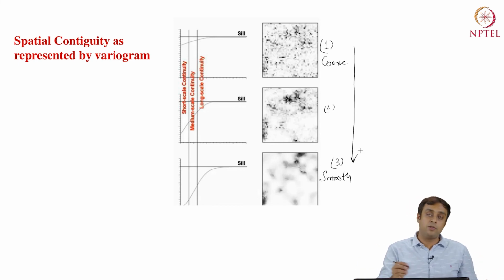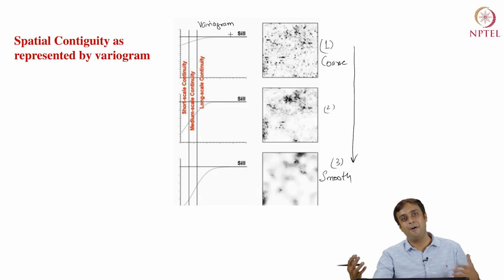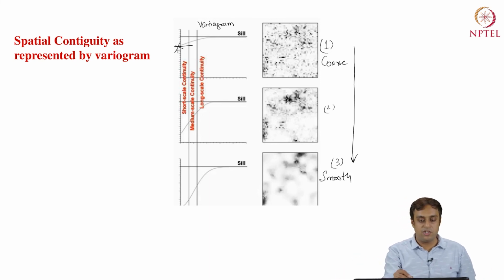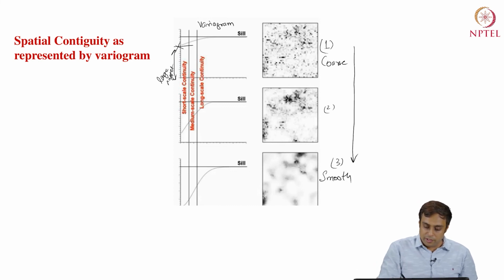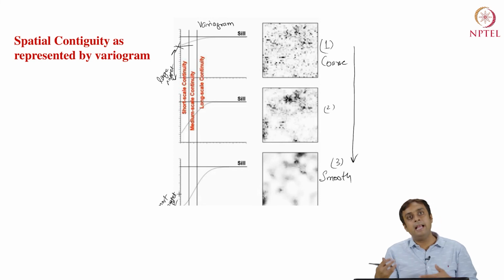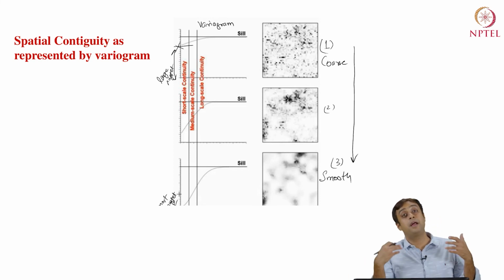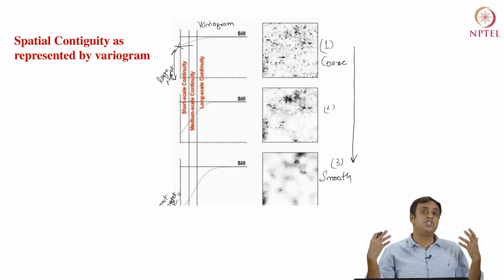The variograms on the left provide us a very distinct understanding of these images. For a coarse image, there is a large nugget, right. For a smooth image, there is almost no nugget effect, right.